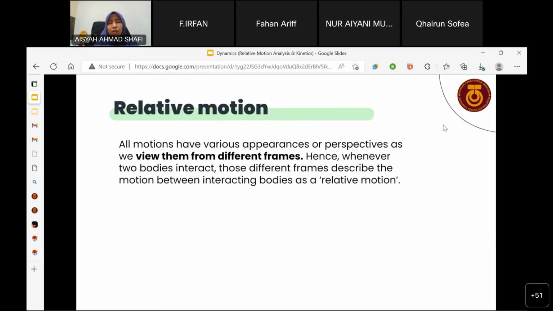Hence, whenever two bodies interact, these different frames describe the motion between interacting bodies as a relative motion. So that means if it is the relative motion between the passengers, you will see the velocity is zero. But if it is the relative motion between the passenger and the person outside, they will see you moving with the same speed as the motion of the transportation.